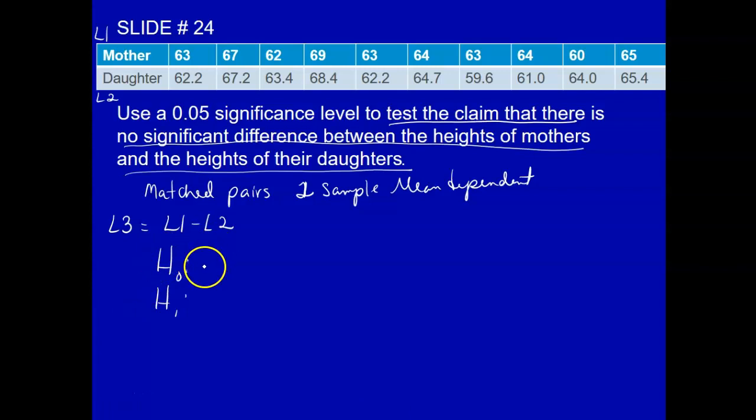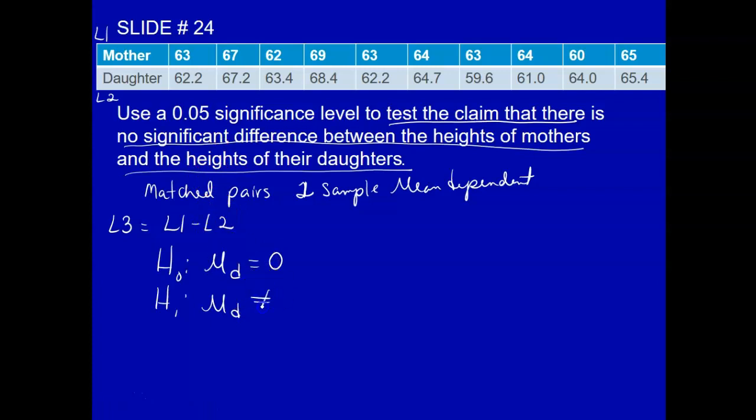So when I set this up, because we're talking about the difference, it's going to be the mean of the difference is equal to 0. And then here it says there is no significant difference. So there's no indication of one being greater or less than.